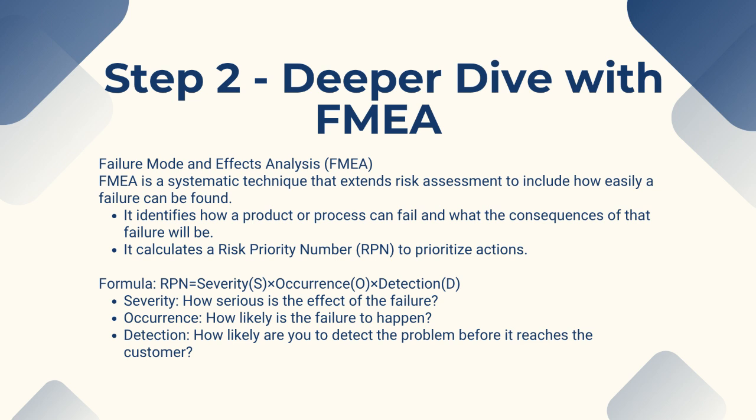The output is a risk priority number, or RPN, which is calculated by multiplying severity, occurrence, and detection. The higher the RPN, the more critical the failure mode, and the more urgent the need for corrective action.